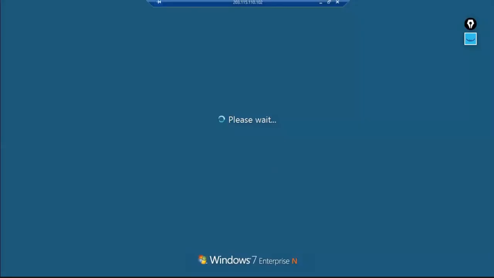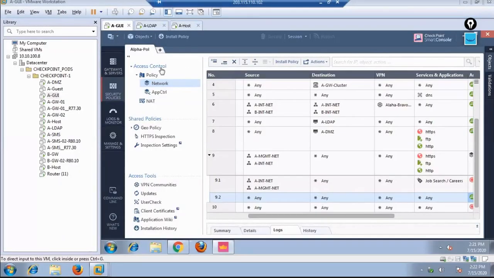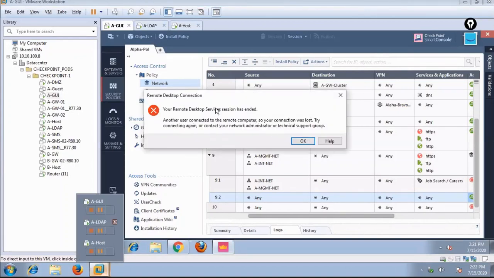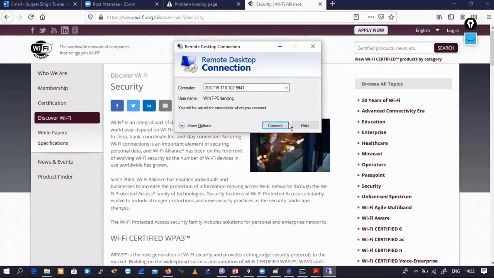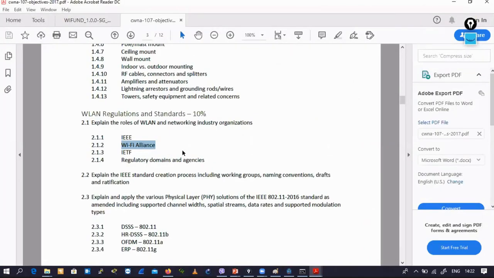I hope everyone is able to see my screen. So this is my controller. You can see here this is a graphical user interface. Do we have the wireless here? Okay, we do not actually have the wireless here. Sorry, someone is using this, so it's okay.